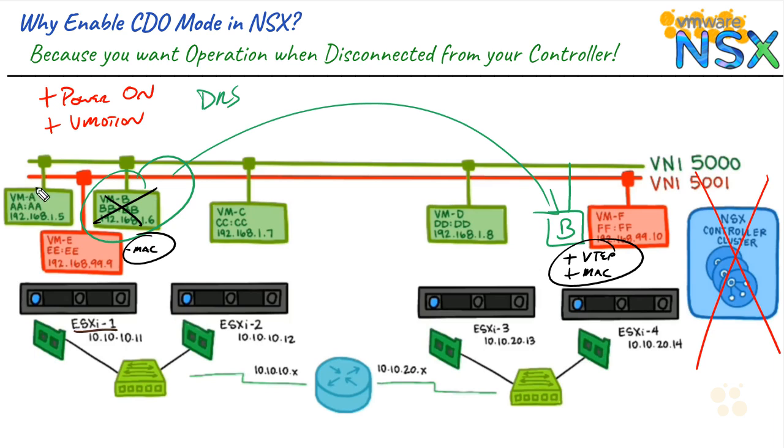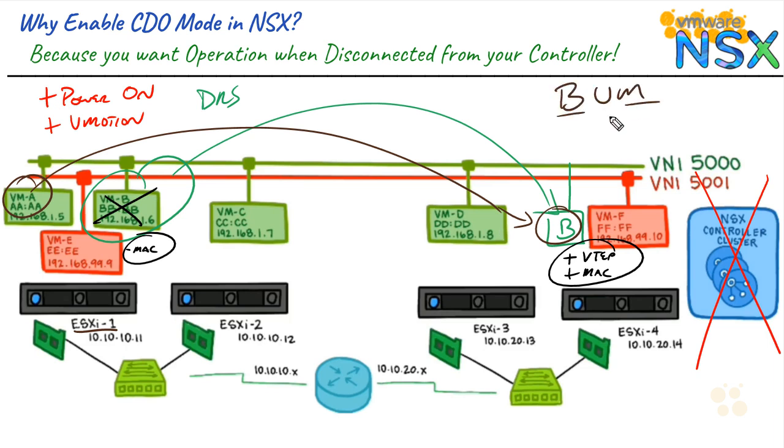Let's envision virtual machine A tries to communicate with virtual machine B. If A is pinging B, ESXi1 has the ARP entry, so it knows the IP address to MAC address. Then where do I forward the MAC address? Oh, I don't have that in my MAC table. What do we call that type of traffic? That would qualify as BUM traffic.